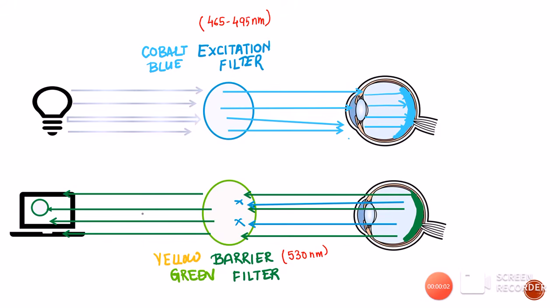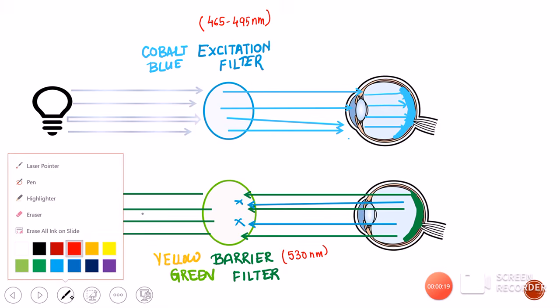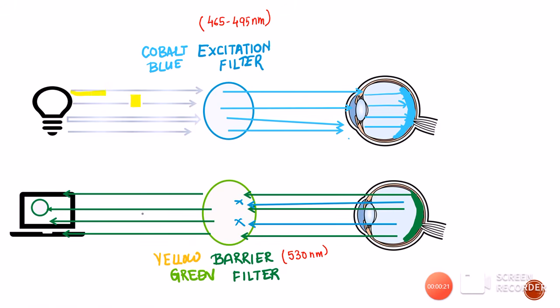Now let us try to understand how this FFA works. After we have injected the dye into the patient, we'll start taking the photographs. Through this process, number one, we pass a white light through the eyeball. As you can see over here, this is the white light, and before it reaches the eyeball, it has to pass through a cobalt blue excitation filter. This filter will only allow the blue light to pass through to the eyeball.